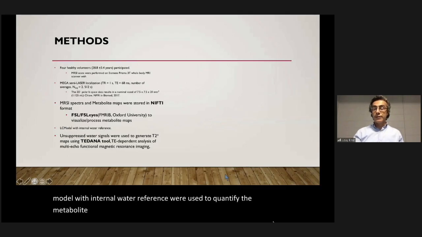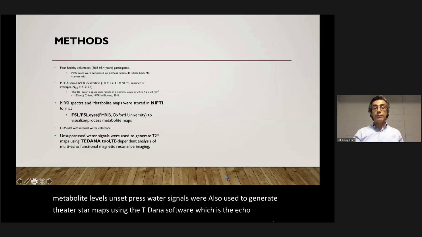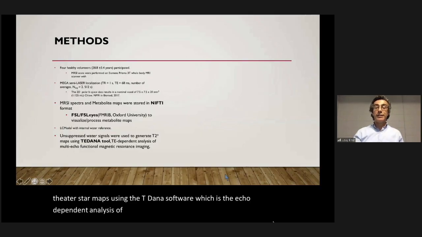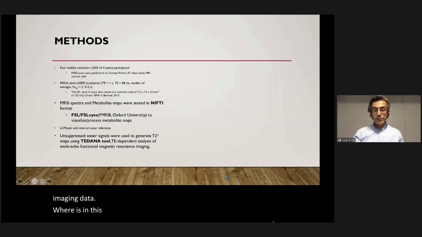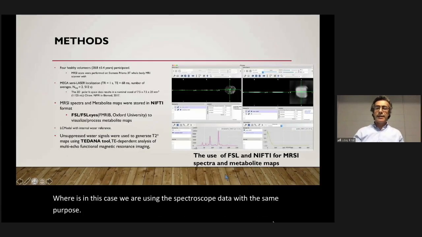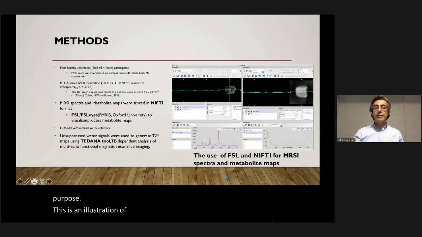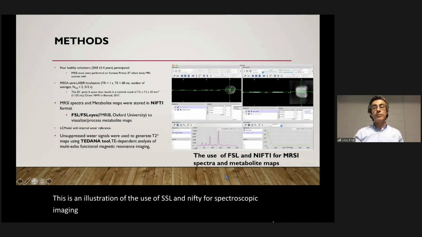Unsuppressed water signals were also used to generate T2 star maps using the Dehghani software, which is an echo-dependent analysis of multi-echo functional magnetic spectroscopic imaging data, whereas in this case, we are using the spectroscopy data with the same purpose. This is an illustration of the use of FSL and NIFTI for spectroscopic imaging data and also metabolite maps.